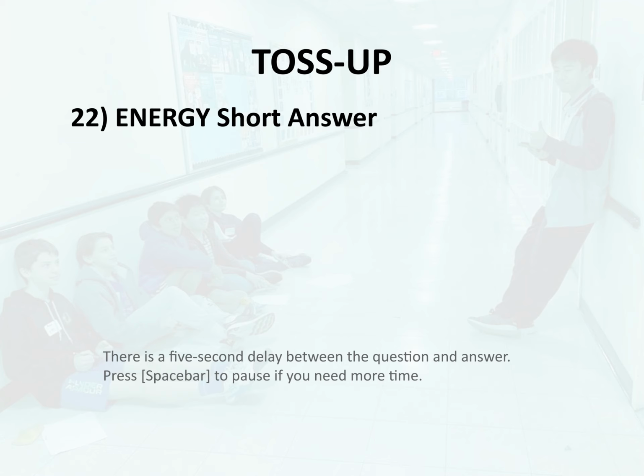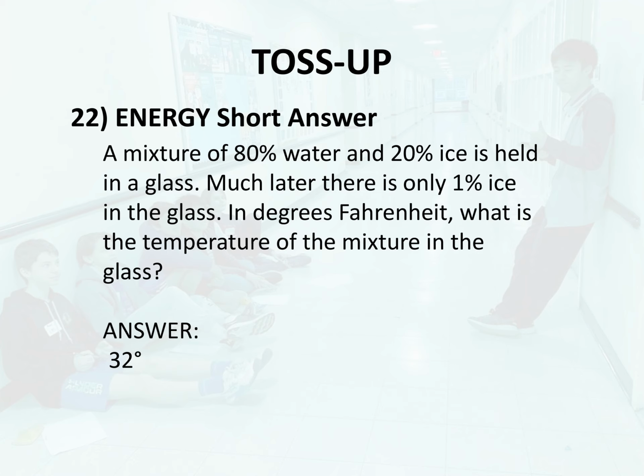Toss-up 22. Energy. Short answer. A mixture of 80% water and 20% ice is held in a glass. Much later there is only 1% ice in the glass. In degrees Fahrenheit, what is the temperature of the mixture in the glass? Answer: 32 degrees.